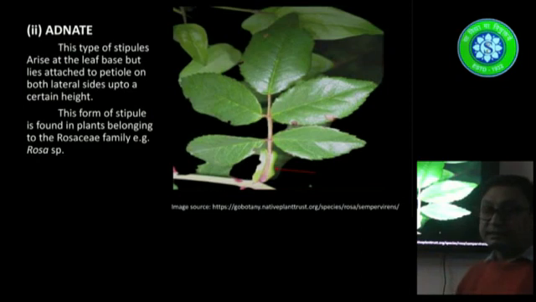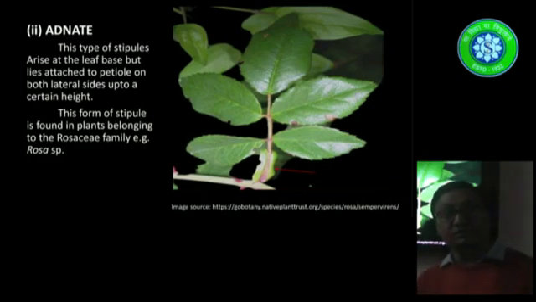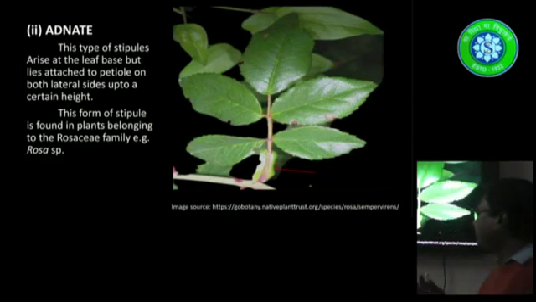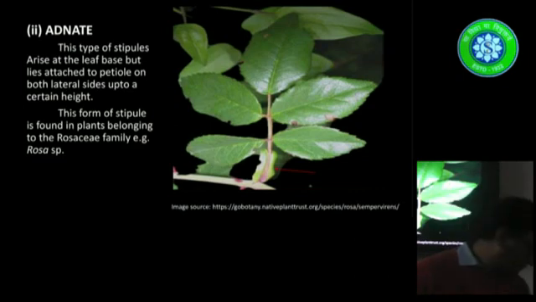The second simple type of stipule is the adnate type. This type of stipule arises at the leaf base but lies attached to the petiole on both lateral sides up to a certain height. This form of stipule is found in plants belonging to the Rosaceae family, particularly Rosa sp.